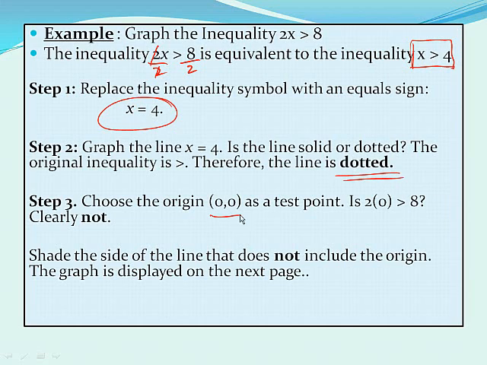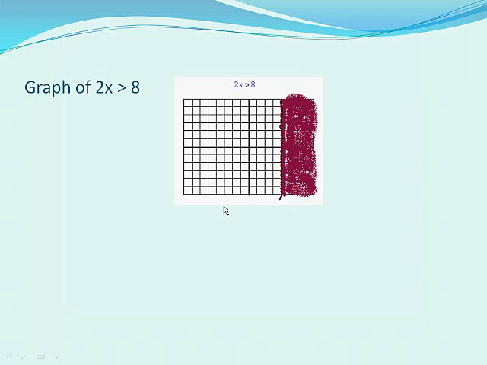We can test at the origin. So substituting x equal to 0, 2 times 0, is it greater than 8? The answer will be no. So we need to shade the side opposite to the origin. When we do that, we will get the boundary line x equal to 4. This is our y-axis, origin up here. So this extended will be the x-axis. So this is 1, 2, 3, 4. This is the boundary line drawn as a dotted line. And the origin is the test point. So it is not satisfied there. So we are shading the side opposite to the origin.